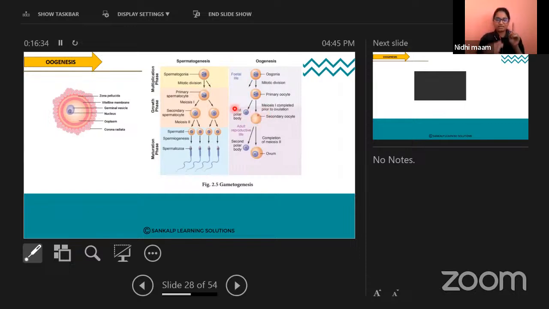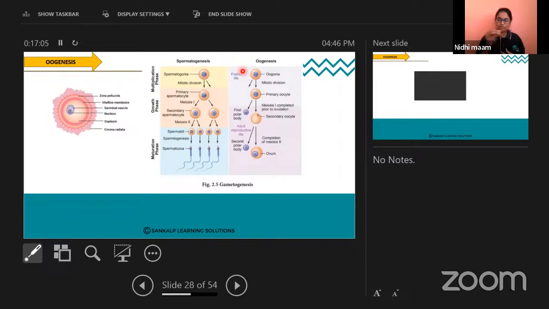The first polar body is also a cell which has a very small amount of cytoplasm and is smaller in size. After this meiotic division the cells are not of equal size in oogenesis. One is large, one is small. The large one will be the secondary oocyte, the smaller will be the first polar body. Both are haploid in nature, because meiosis has happened there. So this stage is completed in fetal life.